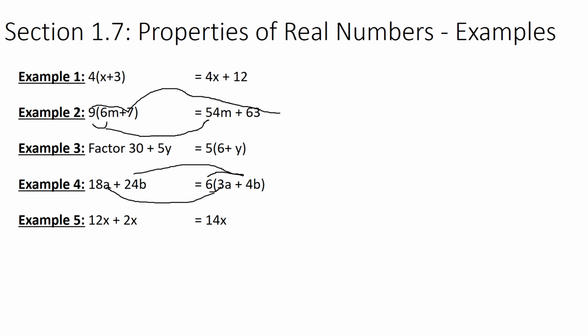And number 5 is simply just remembering, I got 12x plus 2x. I have the same variable. I can add them together. 12x plus 2x is 14x.